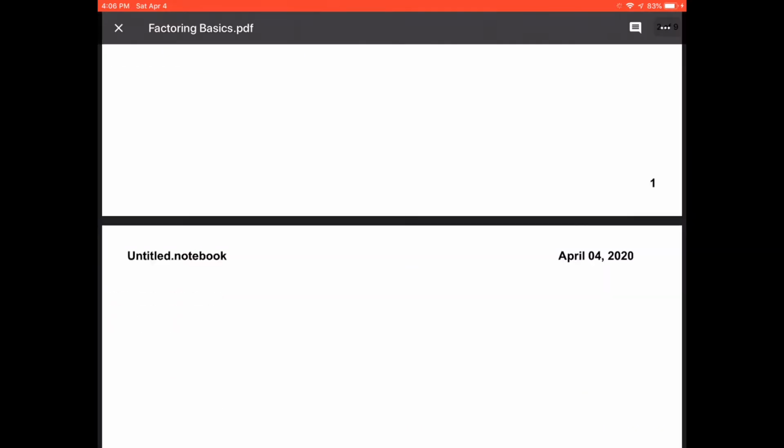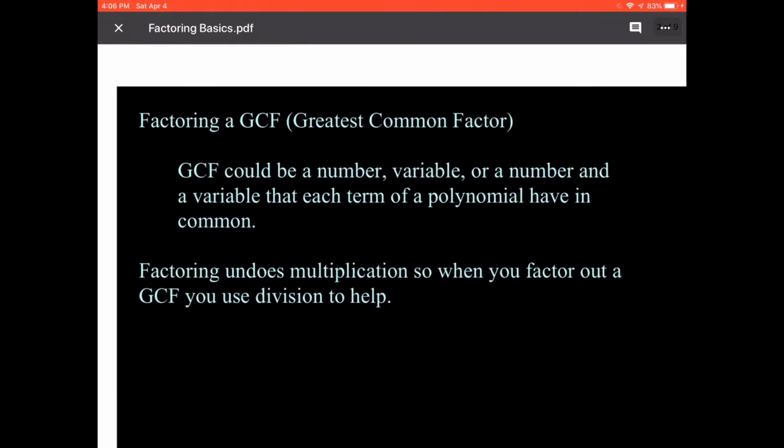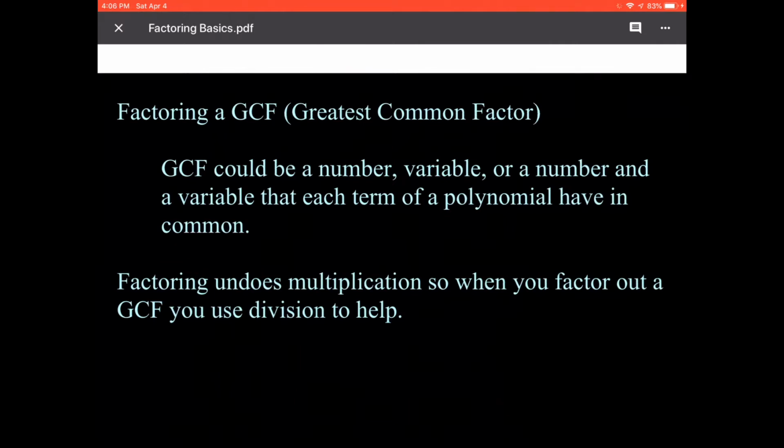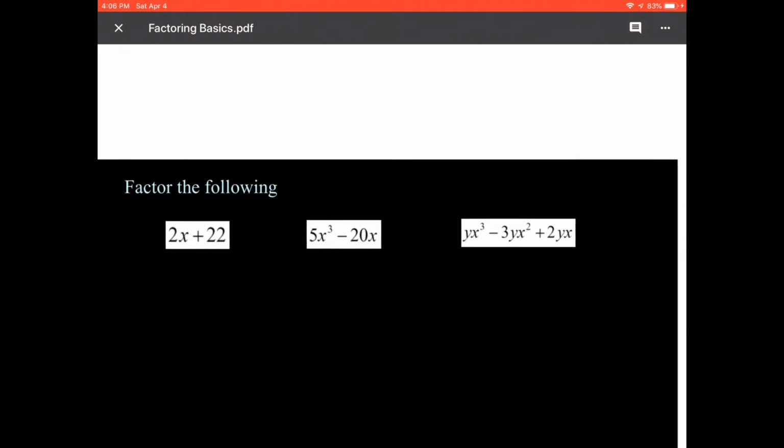So let's start here. Again, factoring a GCF, a greatest common factor. A greatest common factor could be a number, a variable, or a number and a variable that each term in a polynomial has in common. And when we are factoring, it's undoing multiplication. So when you're factoring out a GCF, you're actually using division to help yourself there. Let's take a look at a couple.